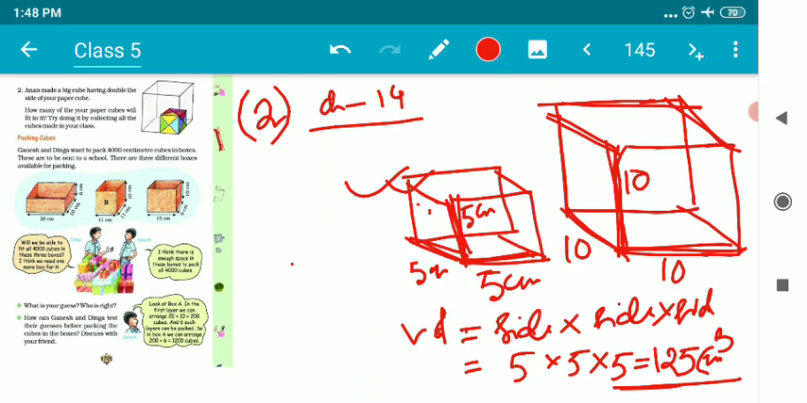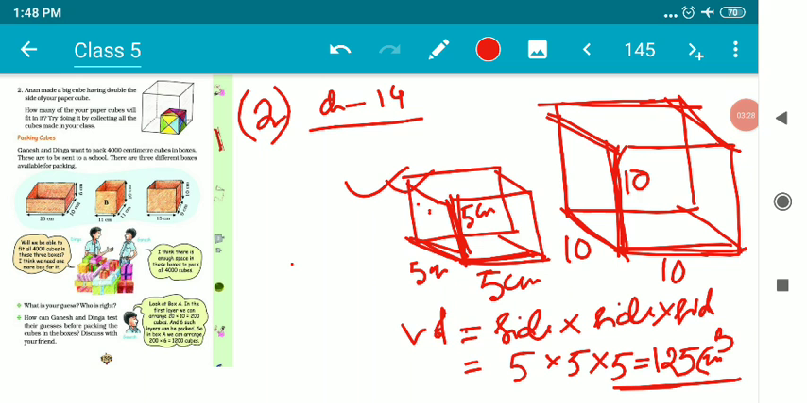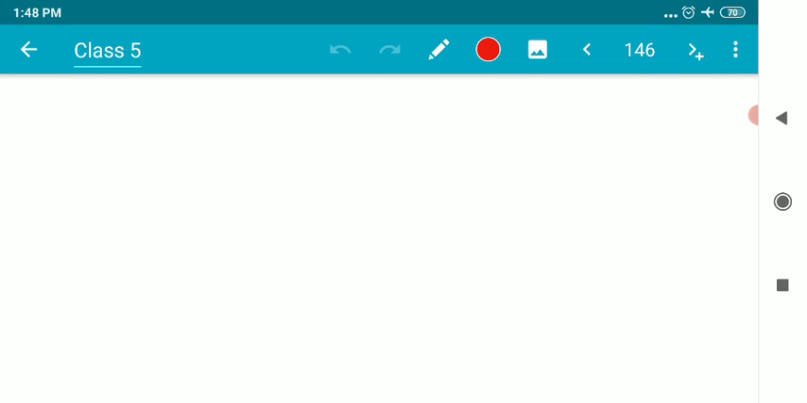So children, it's absolutely simple. If we calculate the volume of the small cube and the volume of the bigger cube, and the volume of the bigger cube is divided by the volume of the smaller cube, we can easily get the answer: the number of cubes that will fit into the bigger cube. Children, here you can see I have already calculated the volume of the smaller cube, which is 125 centimeter cube. Now my job is to calculate the volume of the bigger cube.